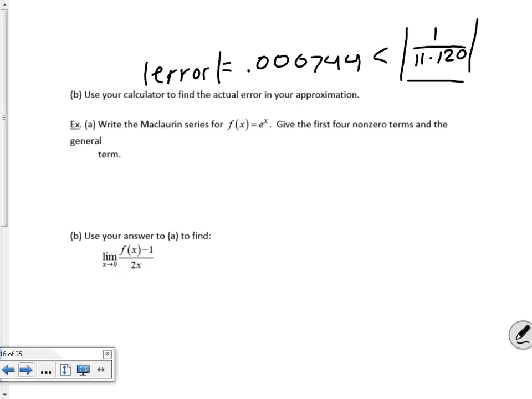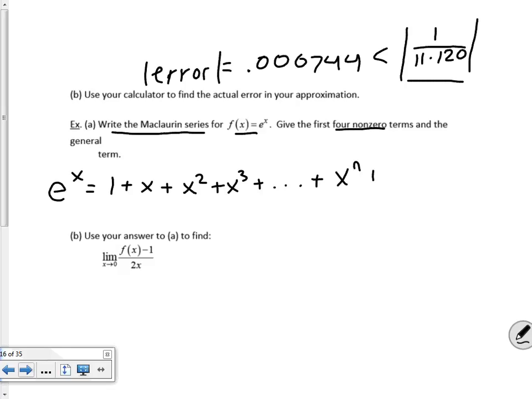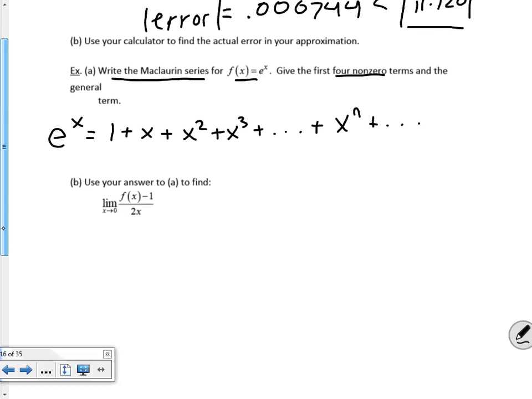The final example, it's asking you first to write the Maclaurin series for e to the x. So let's review. The Maclaurin series for e to the x is 1 plus x plus x squared plus x cubed. I'm supposed to give 4 non-zero terms and the general term, so don't forget your 3 dots. The general term is x to the n, and it continues on an infinite number of terms. So that is a power series for e to the x.